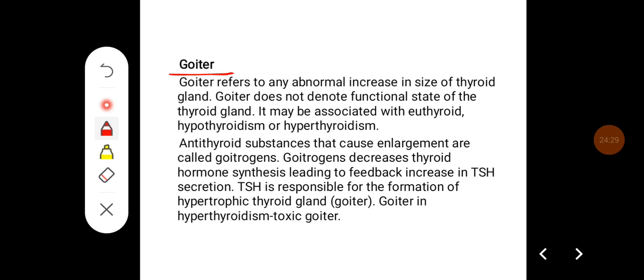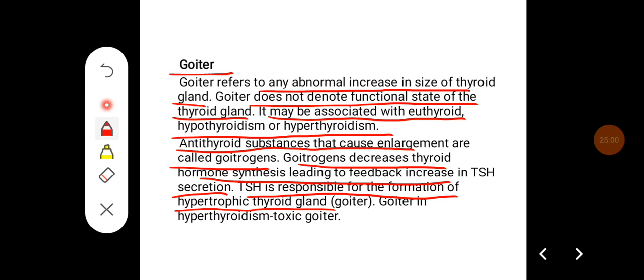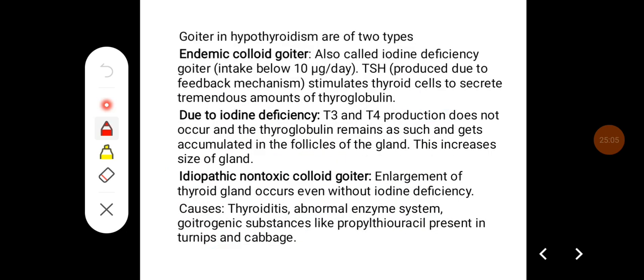Goiter. Goiter refers to any abnormal increase in the size of the thyroid gland. Goiter does not denote the functional state of the thyroid gland. It may be associated with euthyroid, hypothyroid, or hyperthyroidism. Any anti-thyroid substances that cause enlargement are called goitrogens. Goitrogens decrease thyroid hormone synthesis, leading to a feedback increase in TSH secretion. TSH is responsible for the formation of the hypertrophic thyroid gland, that is goiter. Goiter in hyperthyroidism is called toxic goiter.